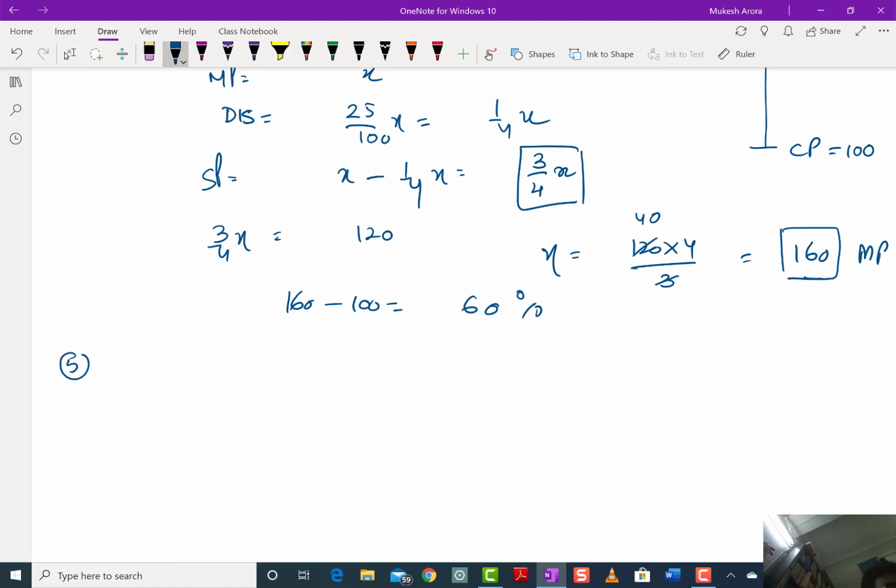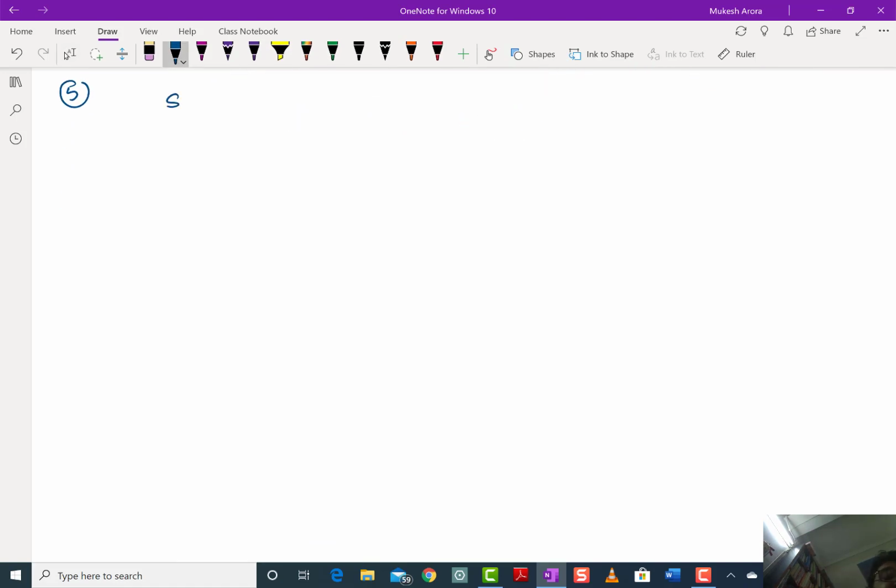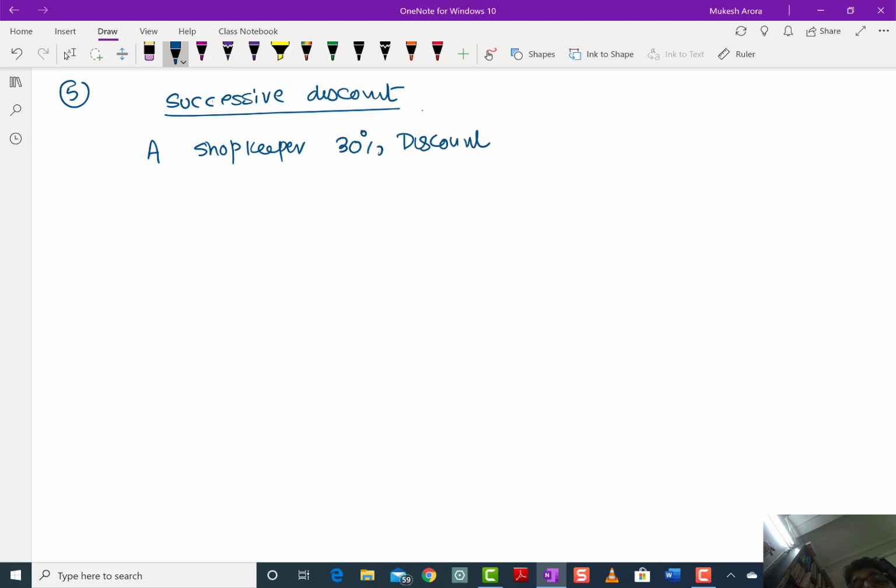Now we have successive discount. Successive discount is when two discounts are given. Like a shopkeeper gives 30% discount and another shopkeeper gives 20% and 10% discount. Which is better?